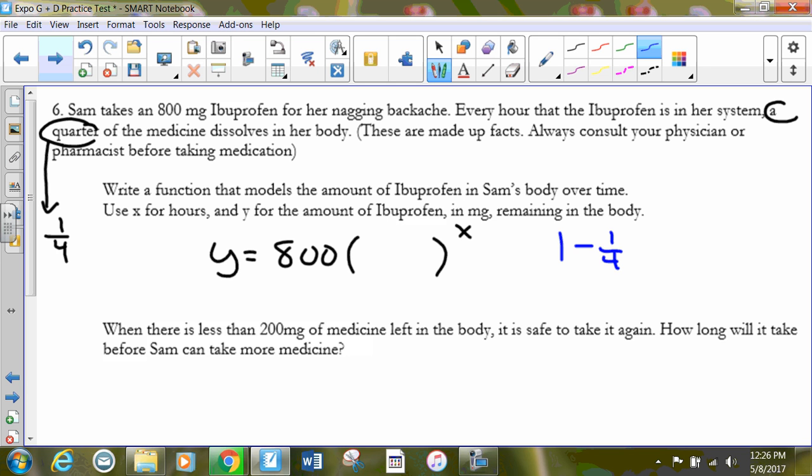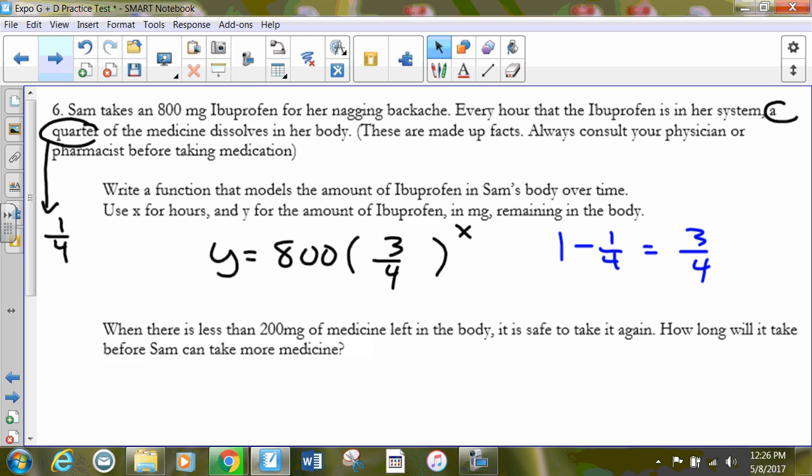Right? It's going to go down by 1/4, so that means 3/4 remains over time. So our growth, or I'm sorry, our decay factor is 3/4. So what we're going to do is put this into the calculator. We're going to put the 800.